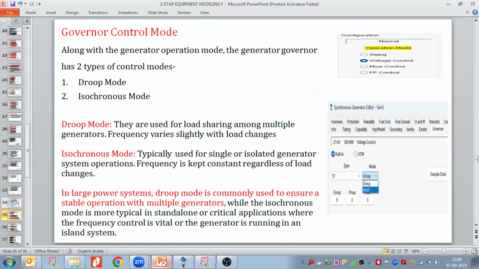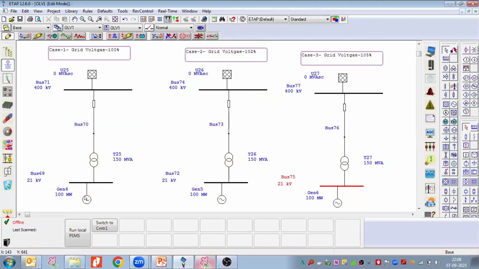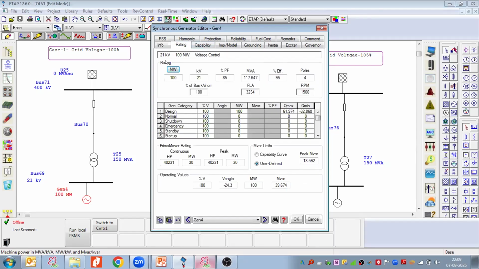So I hope it is now clear how to model the generator for load flow analysis and for short circuit analysis. Is that clear? For this generator: first the info page, swing, voltage control, MVAR control, power factor control. So choose voltage control mode, then go to the rating. Here we have to define the rating, plus we have to define the Qmax and Qmin limits, and how to calculate the Qmax and Qmin limits.